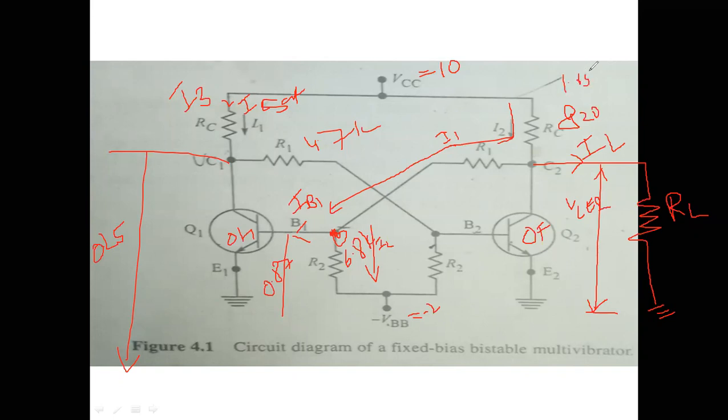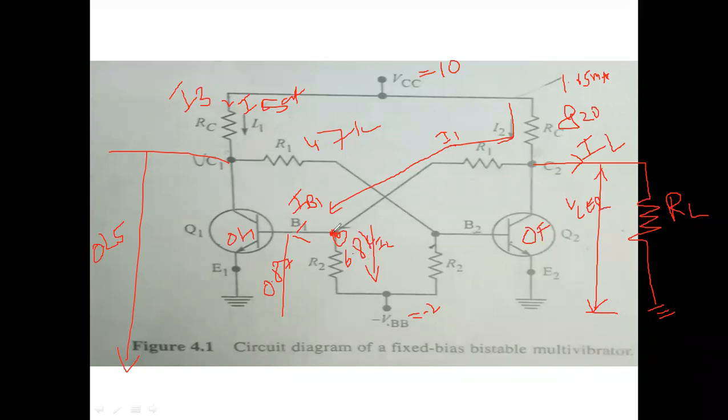I think you have understood the sum, that's why I am writing the answers directly. The formula is VCC minus VBE SAT divided by RC plus R1, the same as in the previous problems. Now, how will you find I2?